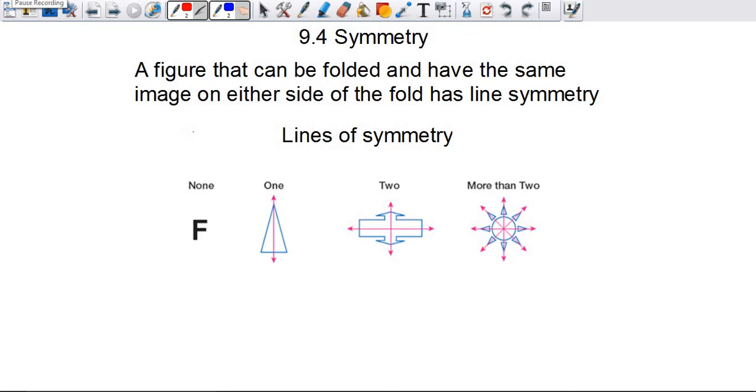All right, today we're going to cover 9-4 and 9-5. We're going to start with 9-4, which is symmetry. Symmetry is a figure that can be folded and have the same image on either side of the fold. That's what we would call a line of symmetry, all right?